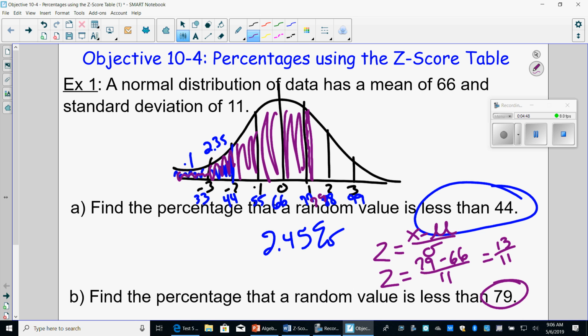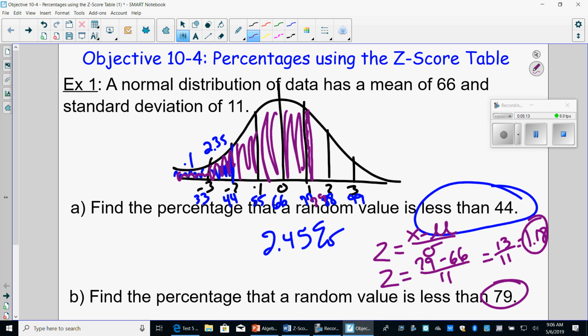What would it be? Give me 2 places. 1.18, 1.18. Do you understand that? It's got to be 2 places. And you've got to be able to round, guys, because if you don't round this correctly, it's not going to be right. 13 divided by 11 is 1.18.